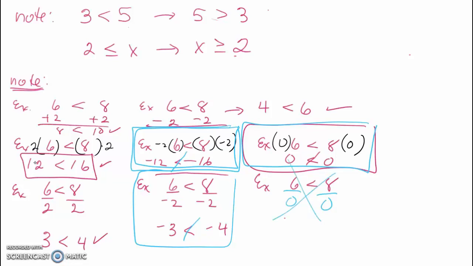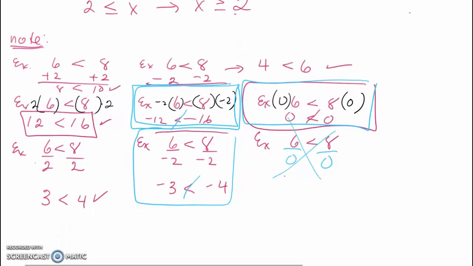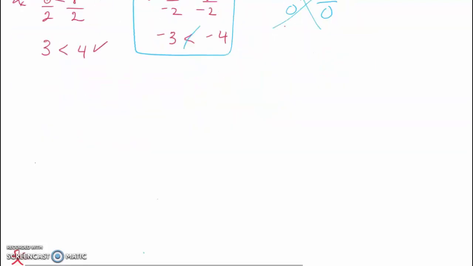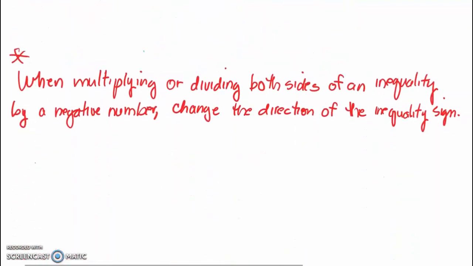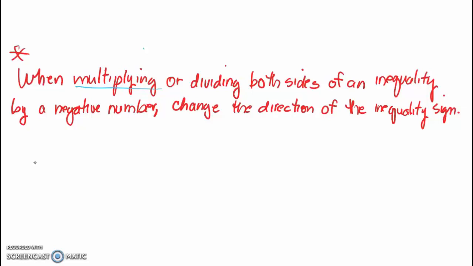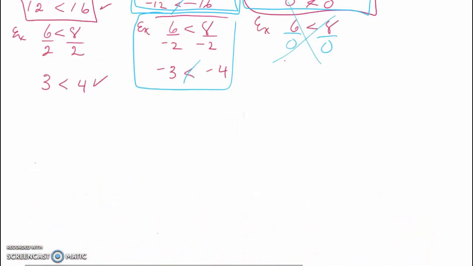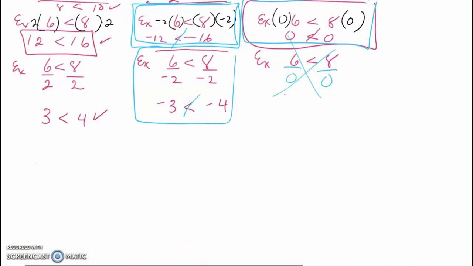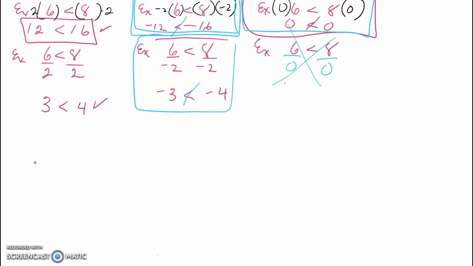So let's go back and look at when the inequality became false. All right, so let me write that up. When multiplying or dividing both sides of an inequality by a negative number, change the direction of the inequality sign. And of course, the problem with also multiplying by 0 will also make a false statement, except in one case.